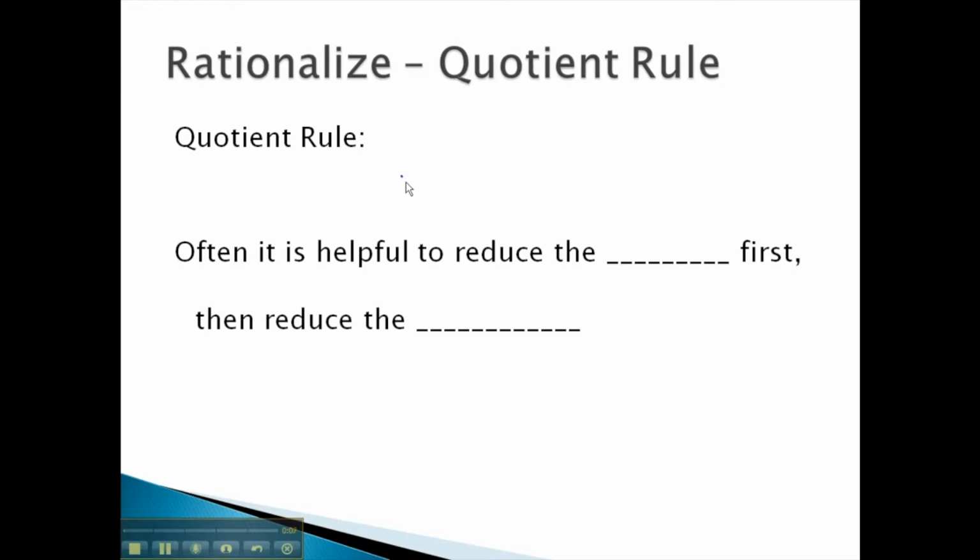The quotient rule tells us that if we have the square root of a fraction, such as a over b, we can take the square root of just the top number over the square root of the bottom number, and treat those square roots separately. We can also use this property in reverse if convenient, and if we've got square roots on top and bottom, we can rewrite them as a square root over the entire fraction. Often, it is helpful to reduce the fraction first, and then reduce the radicals.